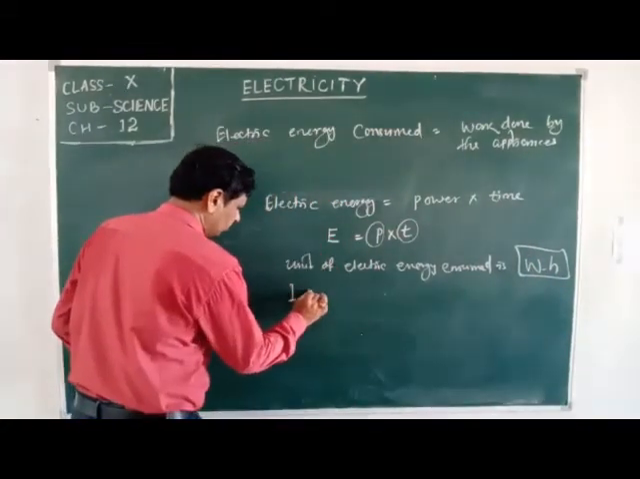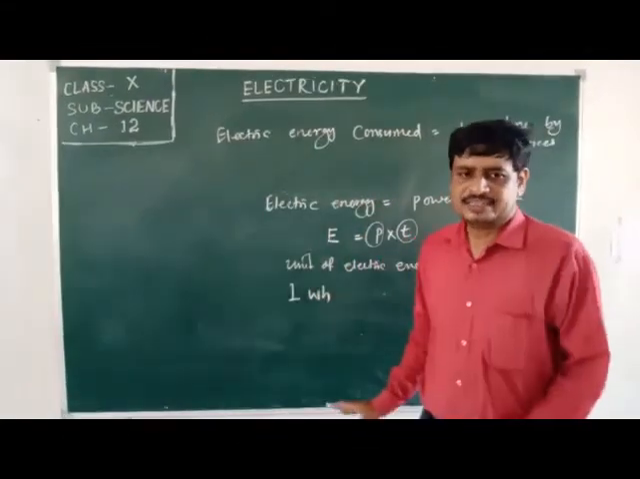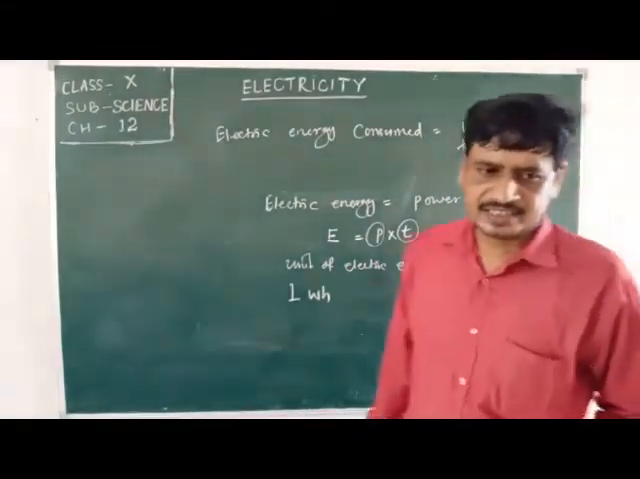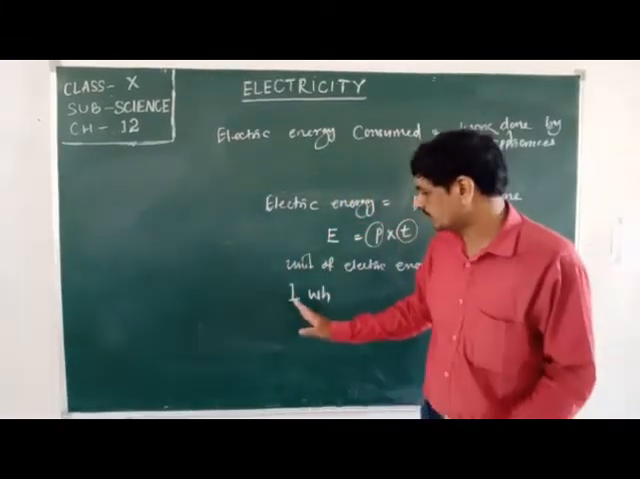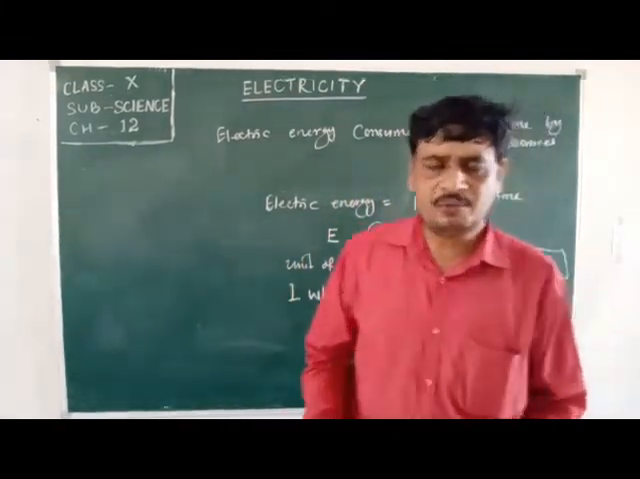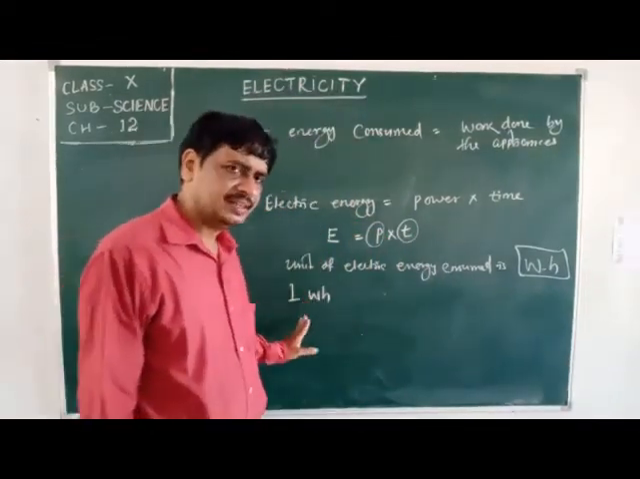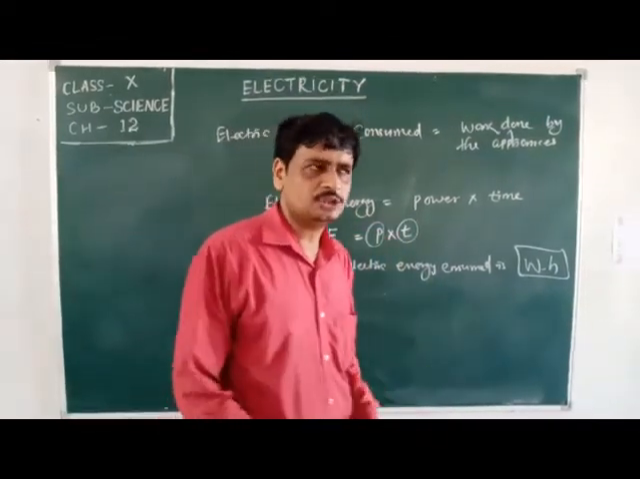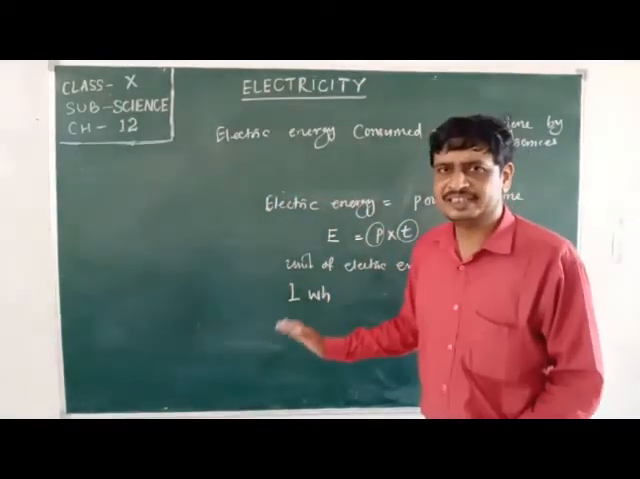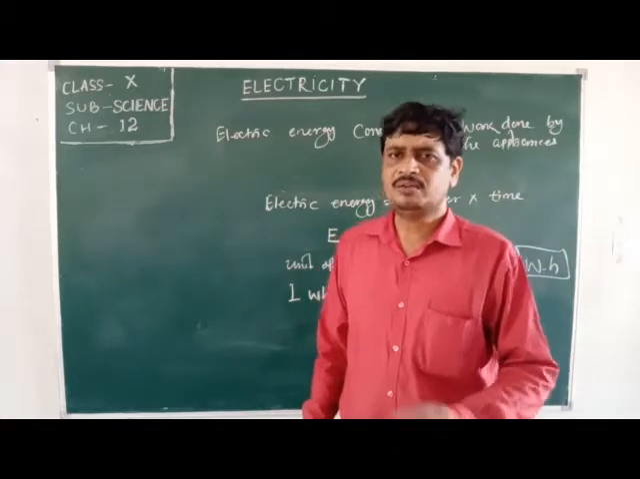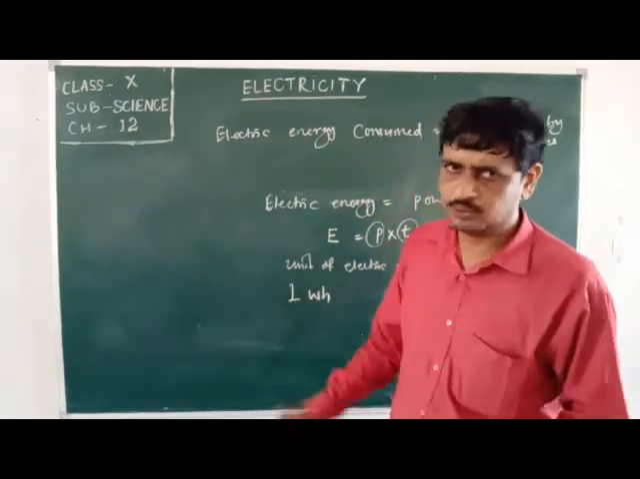What do you mean by 1 watt hour? 1 watt hour is the amount of electrical energy consumed when an electrical appliance of 1 watt power is used for 1 hour. If the power rating of an appliance is 1 watt and it is used for 1 hour, then the amount of electric energy used by that appliance is said to be 1 watt hour. Power is 1 watt, time duration is 1 hour.